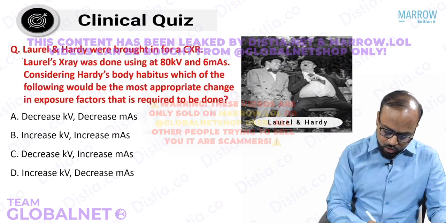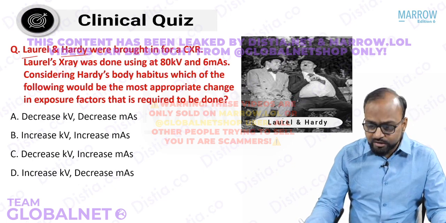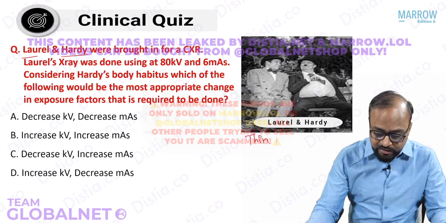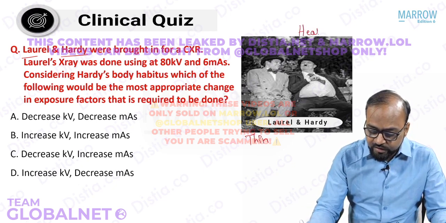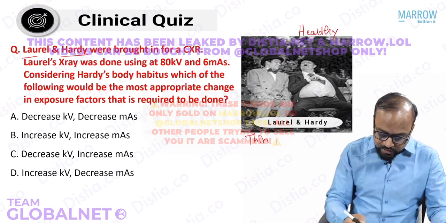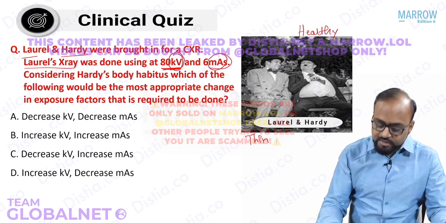Now see here, Laurel and Hardy were brought for a chest X-ray. Laurel is a very thinly built guy, whereas Hardy is very healthily built. The body habitus is very healthy. So naturally, when Laurel's X-ray was done, it was done at 8 kV. What is this kV? And what is this 6 mAs?